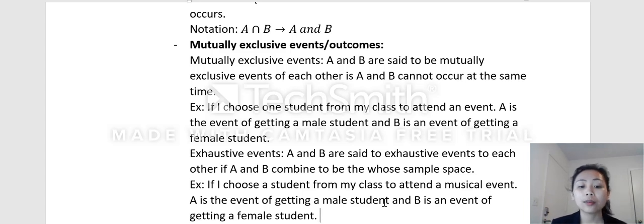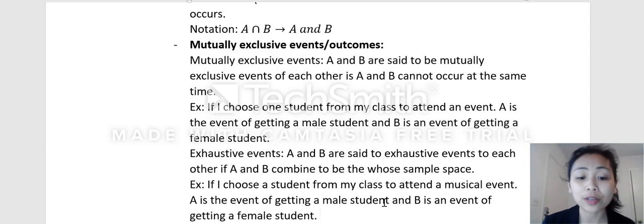So here, suppose we don't have transgender, we don't have bisexual, so in a class we either have male or female. So we should have only two outcomes: either we get a male student or a female student. Here A and B are exhaustive events because when we combine them together we have the whole sample space. So here A and B are exhaustive events.